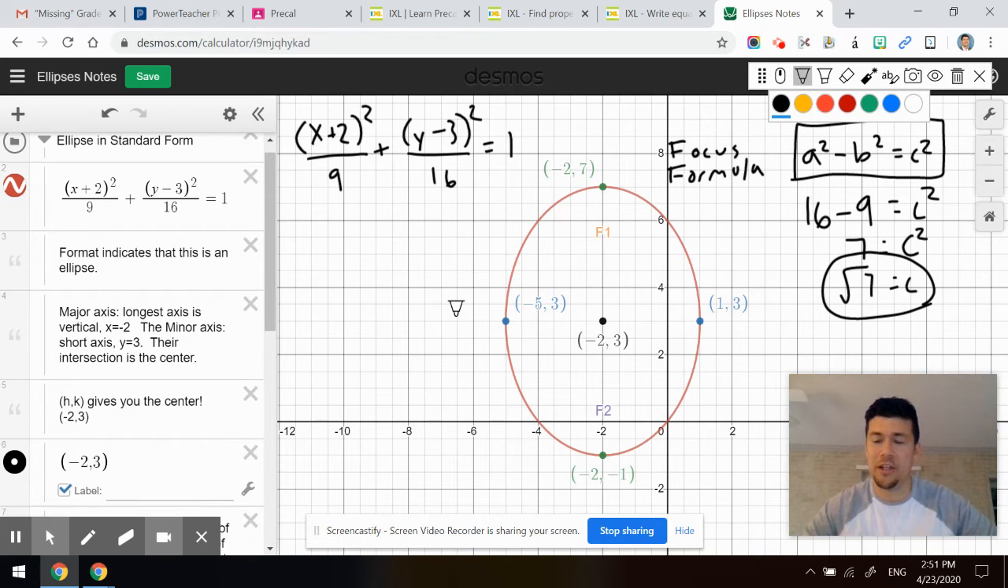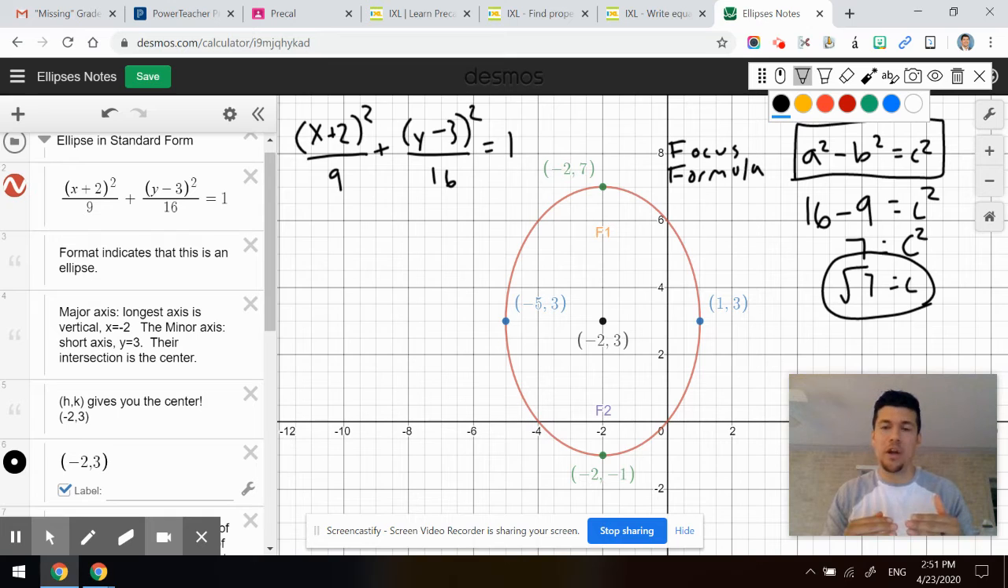Okay, and we're actually going to leave it like that. The square root of 7 should probably be 2 point something or other, but we're going to leave it as square root of 7 just to have an exact quantity. All right, now, if you remember with parabolas, that c value was a focal distance, and we used it to go from the vertex out to the focus.